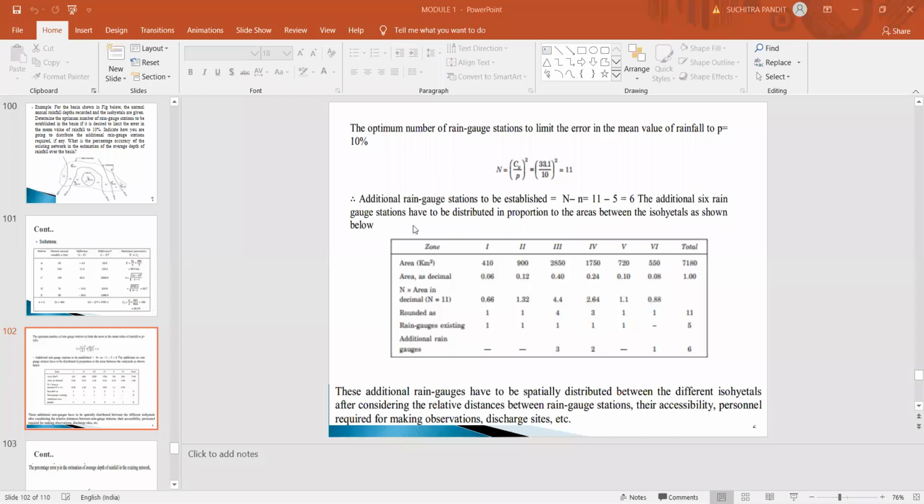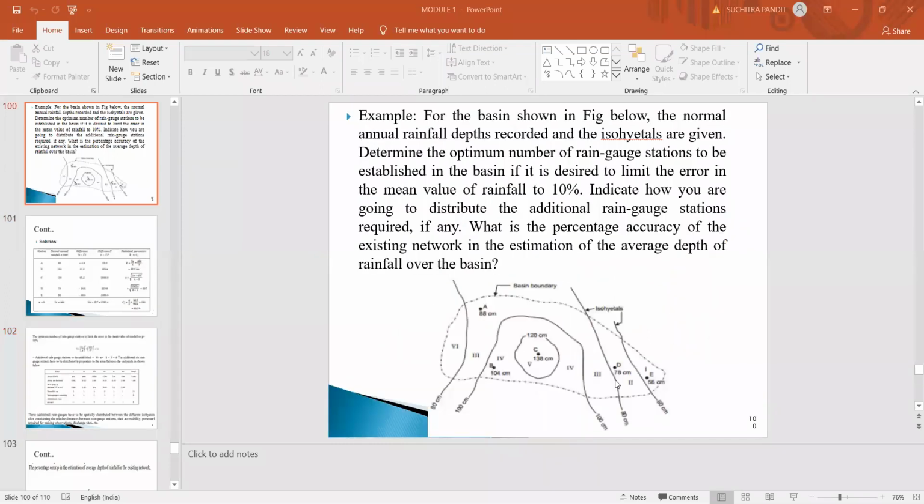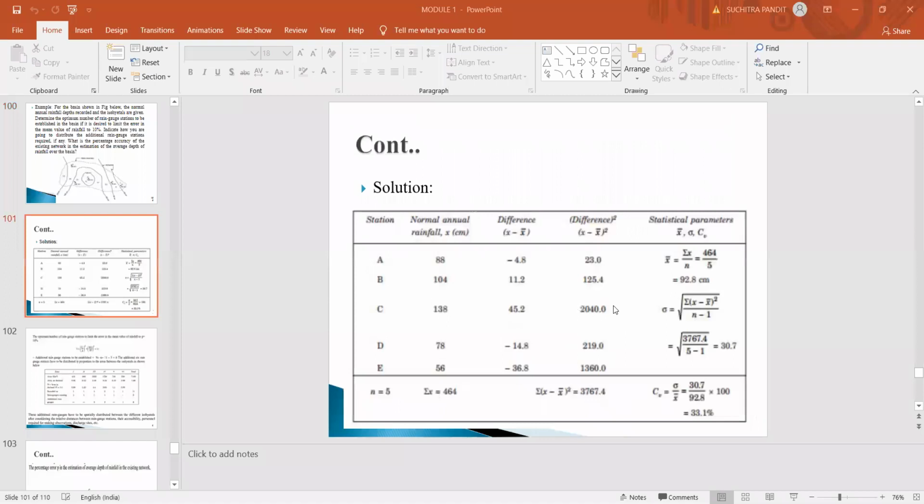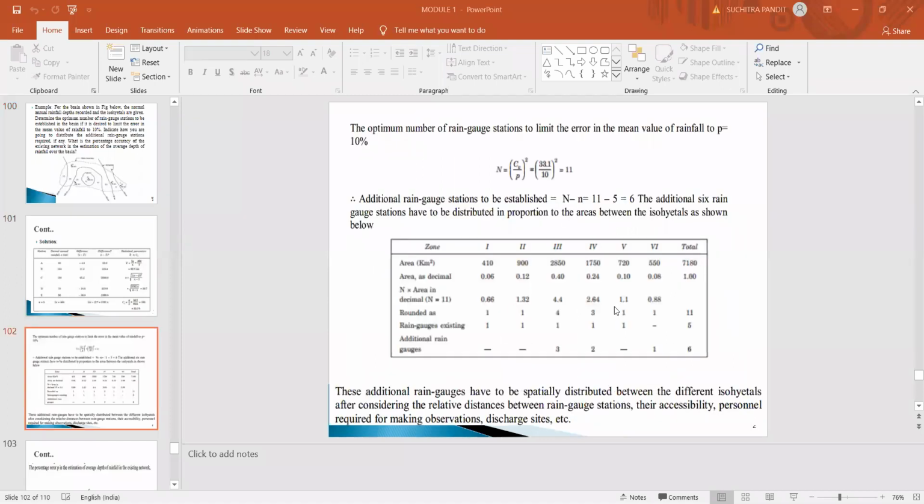These additional 6 rain gauges have to be distributed in proportion to the area between the isohyets, as shown in the figure. Now these are the isohyets. So whatever additional number of rain gauges you have calculated has to be distributed in proportion to the area between the isohyets. Now we shall discuss how to distribute these additional rain gauges depending on the area.